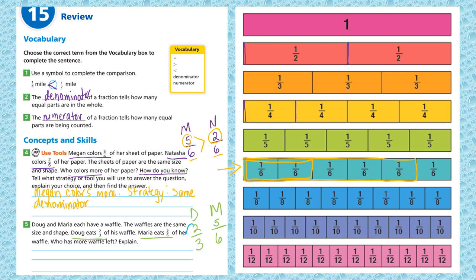Doug is missing 1/3. Maria is missing 1/6. The question is, who has more waffle left? Well, which part is greater? Which missing part is greater? 1/3 or 1/6? Well, I know that 1 part out of 3 is greater than 1 part out of 6 because the parts in 1/3 are larger. So Doug has more waffle left.